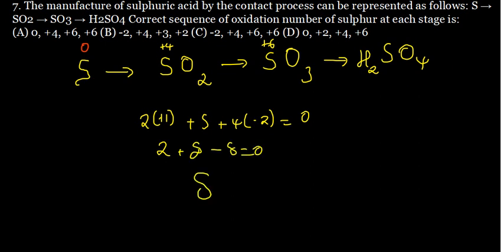And the sulfur's oxidation number is going to be 2 minus 8, that's -6. Taking the other side is going to give us +6. So then the answer is coming from 0, +4, +6, +6. So which one is that? 0, +4, +6, +6. That is part A, or option A.